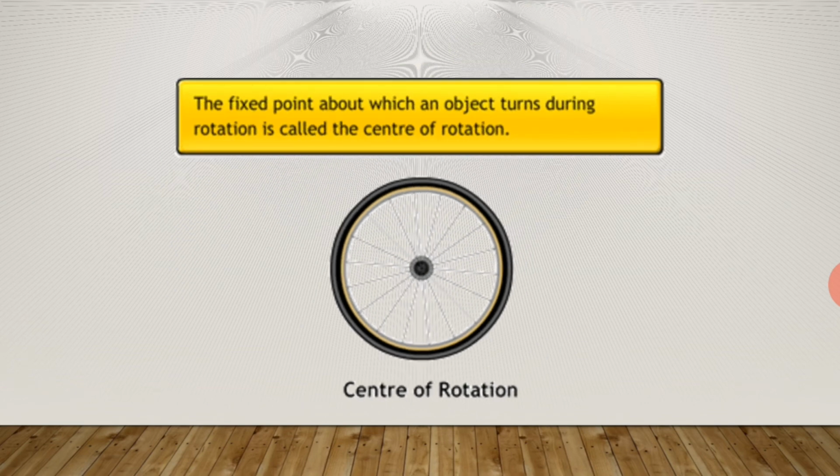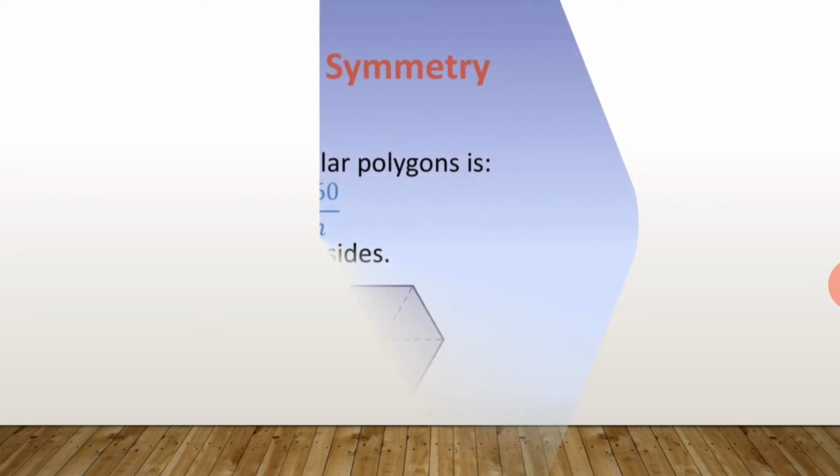Now, we will see what the center of rotation is. The fixed point about which an object turns during rotation is called the center of rotation. You can see the center of rotation point darkened at the center. This is a point about which an object turns during rotation. Clear? Yes. Now we will see the next one.